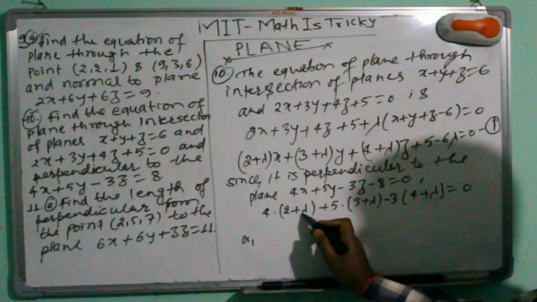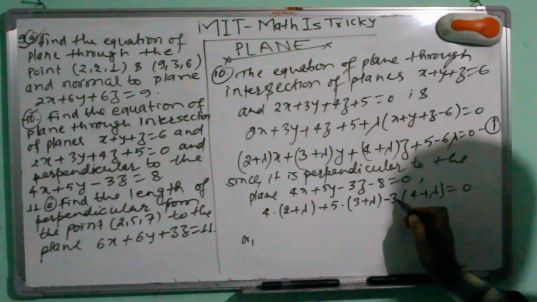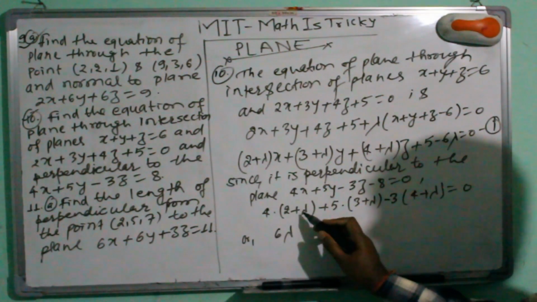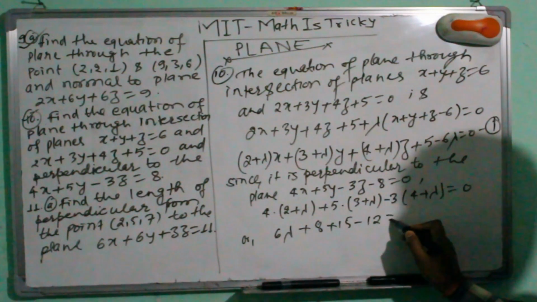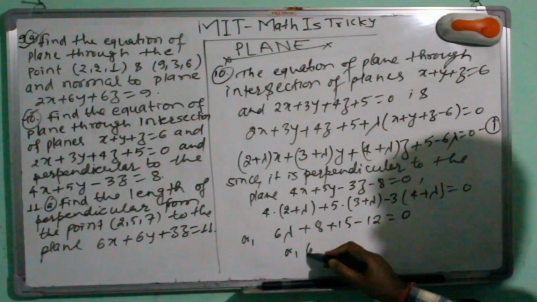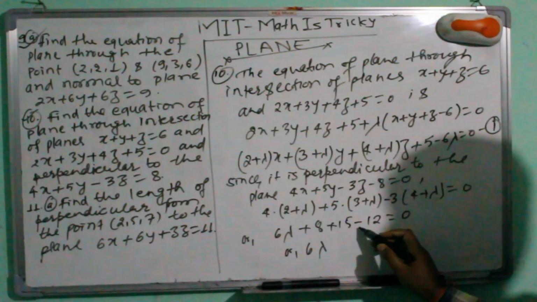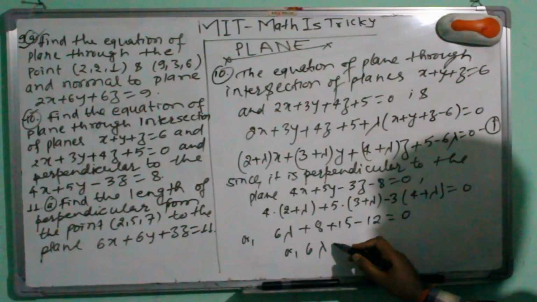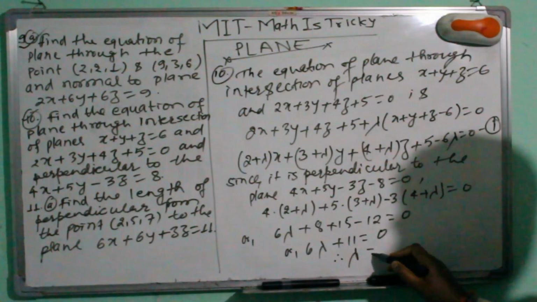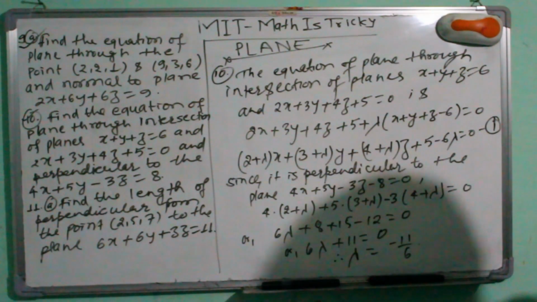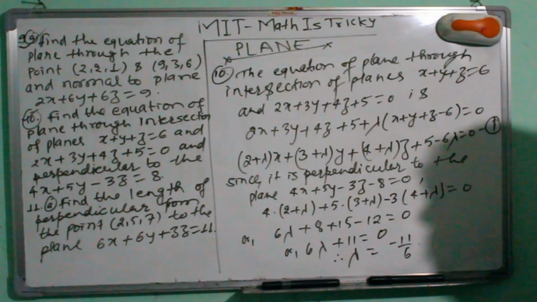So it will be 4 lambda plus 5 lambda, 9 lambda, minus 3 lambda is 6 lambda, plus 8 plus 15 minus 12 equals 0. So 6 lambda, and 15 minus 12 is 3, 3 plus 8 is 11, plus 11 equals 0. Therefore lambda is minus 11 by 6.